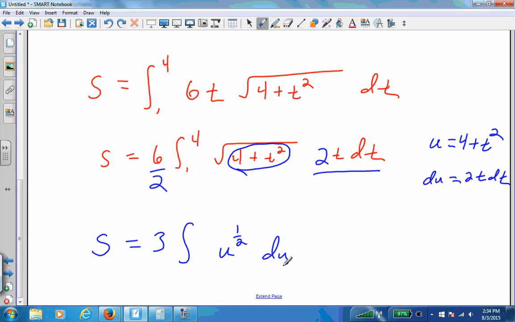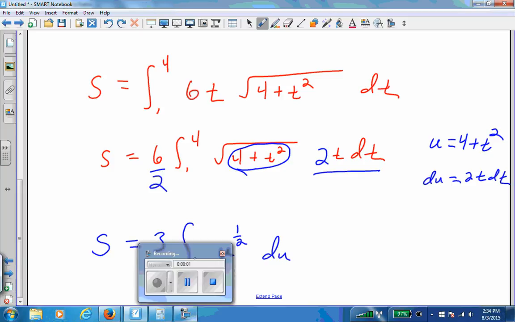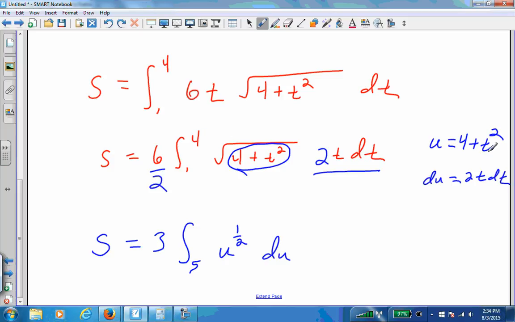And let's just go ahead, instead of integrating and then changing back to t, let's change these t's to u's. Remember, this is a t value, but this tells us how u and t are related. So when t is 1, what would u be? Yeah, 1 squared plus 4. So when t is 1, u is 5. When t is 4, what's u? 20.